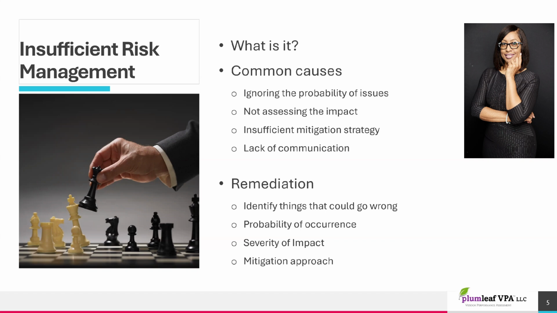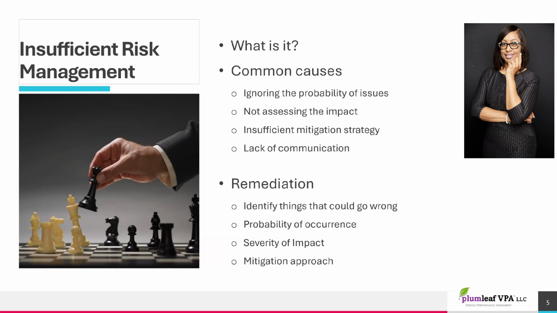Well, first of all, you kind of ignore the probability that certain things can even happen. Kind of like, yeah, we'll deal with it when it happens. And then you don't assess the impact. So, like, what happens if? Again, if you don't assess the impact of it, that could really wreak havoc on your project. And then you have insufficient mitigation strategy. So if any of these things happen, what are you going to do about it? How are you going to handle it? Are you going to accept it? Is it critical to shutting the project down? Is it minimal and you have a workaround? What is your mitigation strategy?